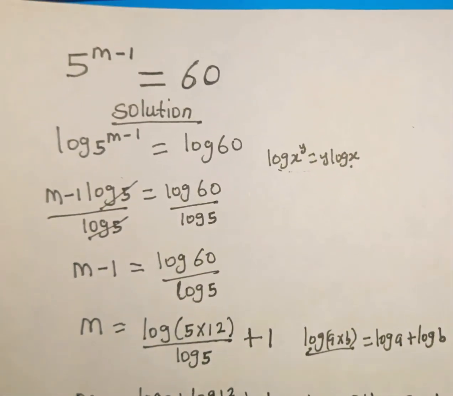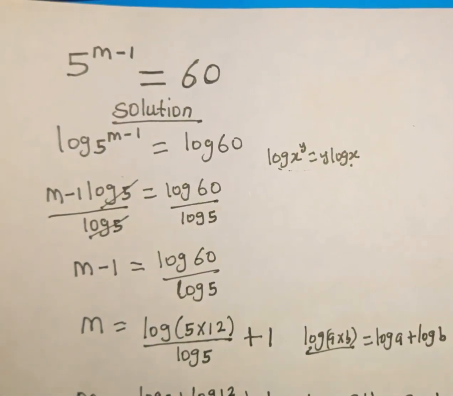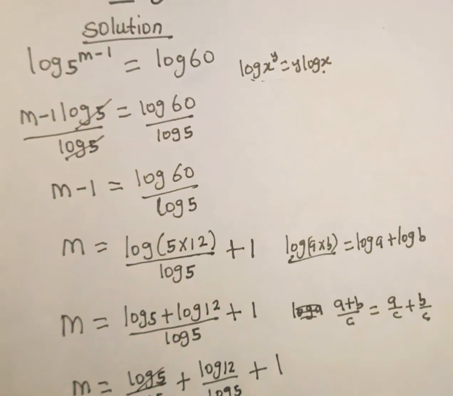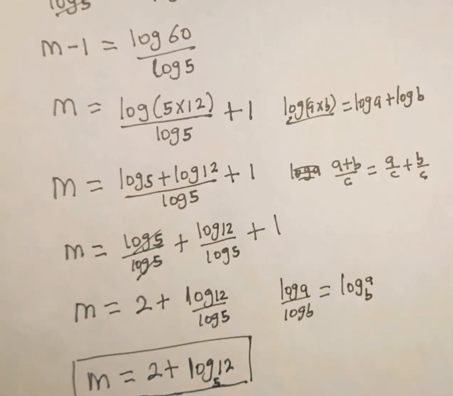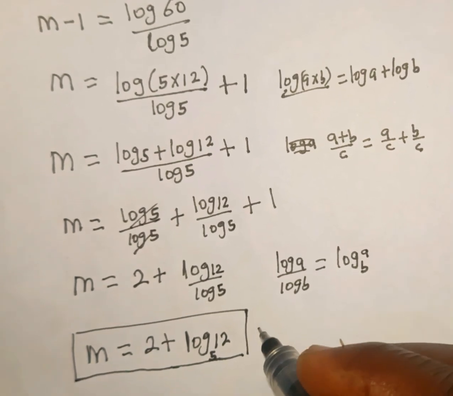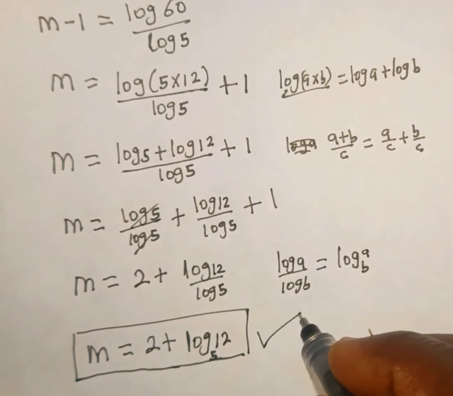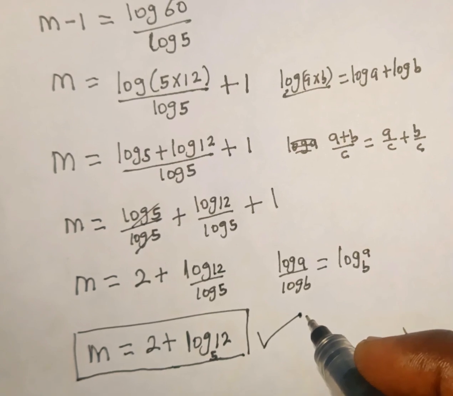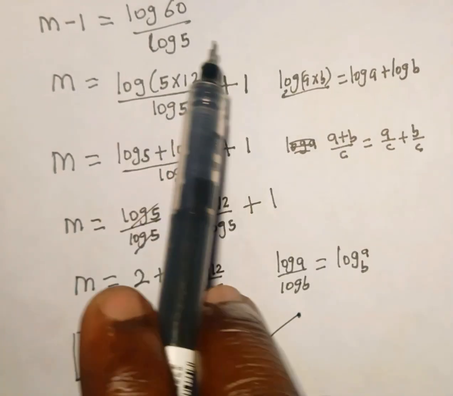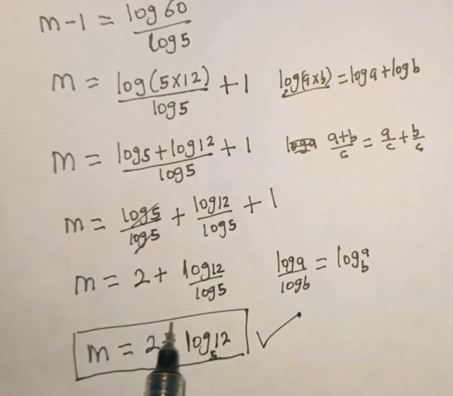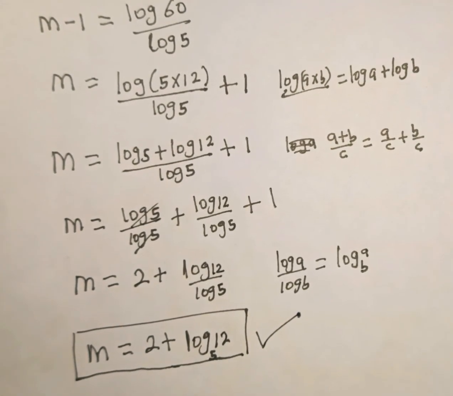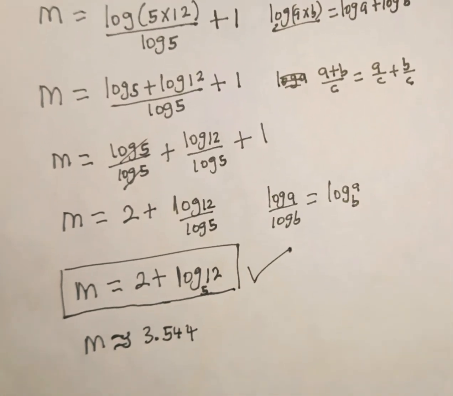For you to check that truly this answer satisfies the equation, I can remind you, if the options given in the question leave the answer in logarithm form, you can check this out in the options. But if you are asked to find the numerical value, you can just press the calculator from here and get your numerical value. In this case, when you press the calculator, 2 plus log 12 to the base of 5, we are going to have approximately 3.544, in a situation where you are asked to provide a numerical value.